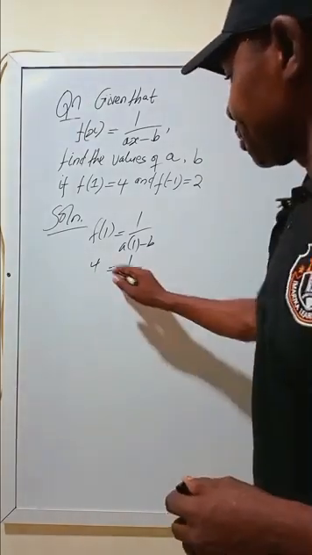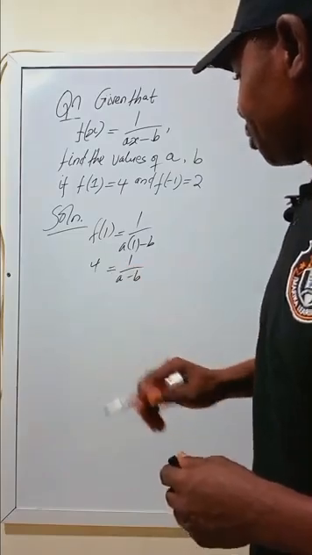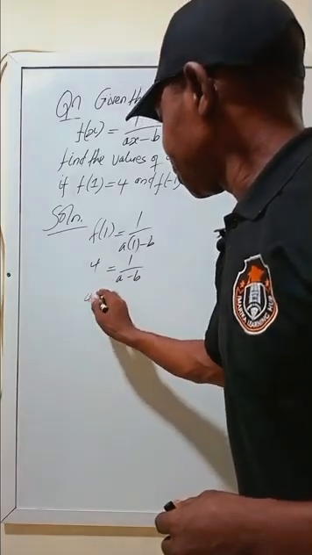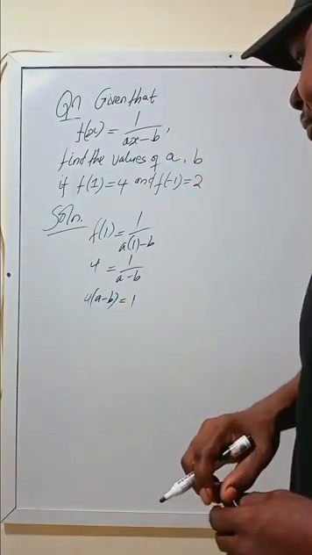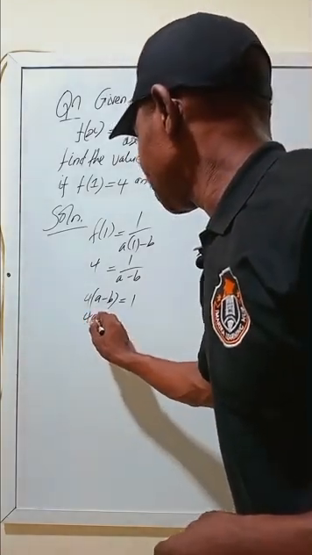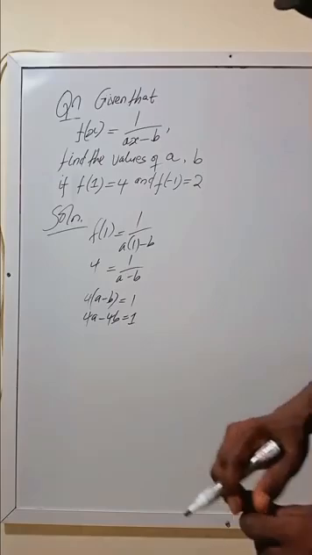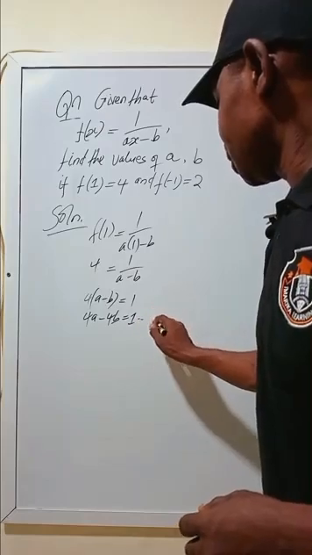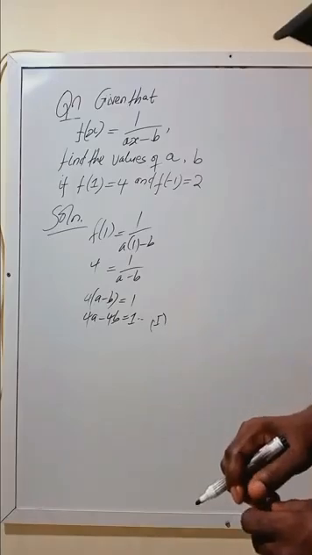We cross multiply. Multiplying this by that, we shall have 4 times a minus b equal to 1. Opening the brackets, this is 4a minus 4b equal to 1. Can you simplify it any further? The answer is no. So let's call this equation 1.